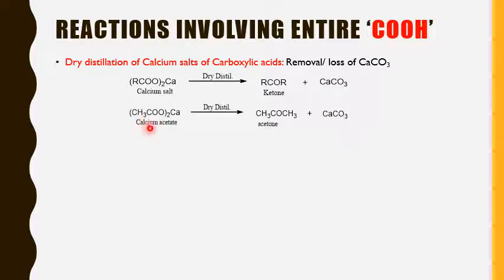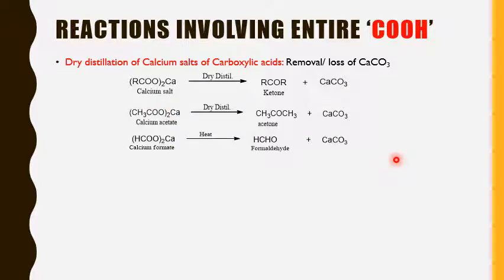When you take the calcium salt of acetic acid, I say it as calcium acetate, this upon dry distillation will give you acetone. What happens here is the CO2 from one molecule is eliminated and another oxygen is also taken, where it is removed as calcium carbonate. You can see that balancing.